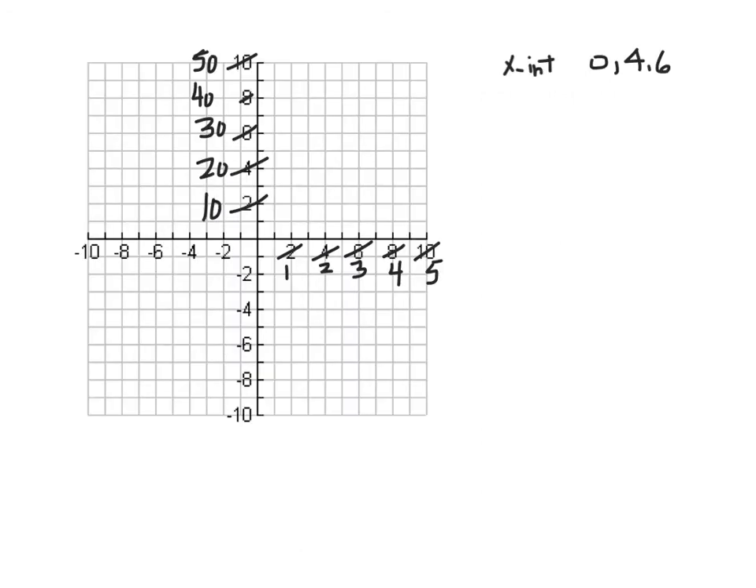The next part of the question wants us to plot the graph using the x-intercepts that we found. Remember, the x-intercepts are 0 and 4.6, and the table of values. I don't have the table of values here on the screen, but I do have it on the paper, and hopefully you do too, so we can plot it together. Now the x-intercepts are 0, which is this point, and also 4.6. I have renumbered everything here. So 4.6 is going to be somewhere around here. So these are my x-intercepts.